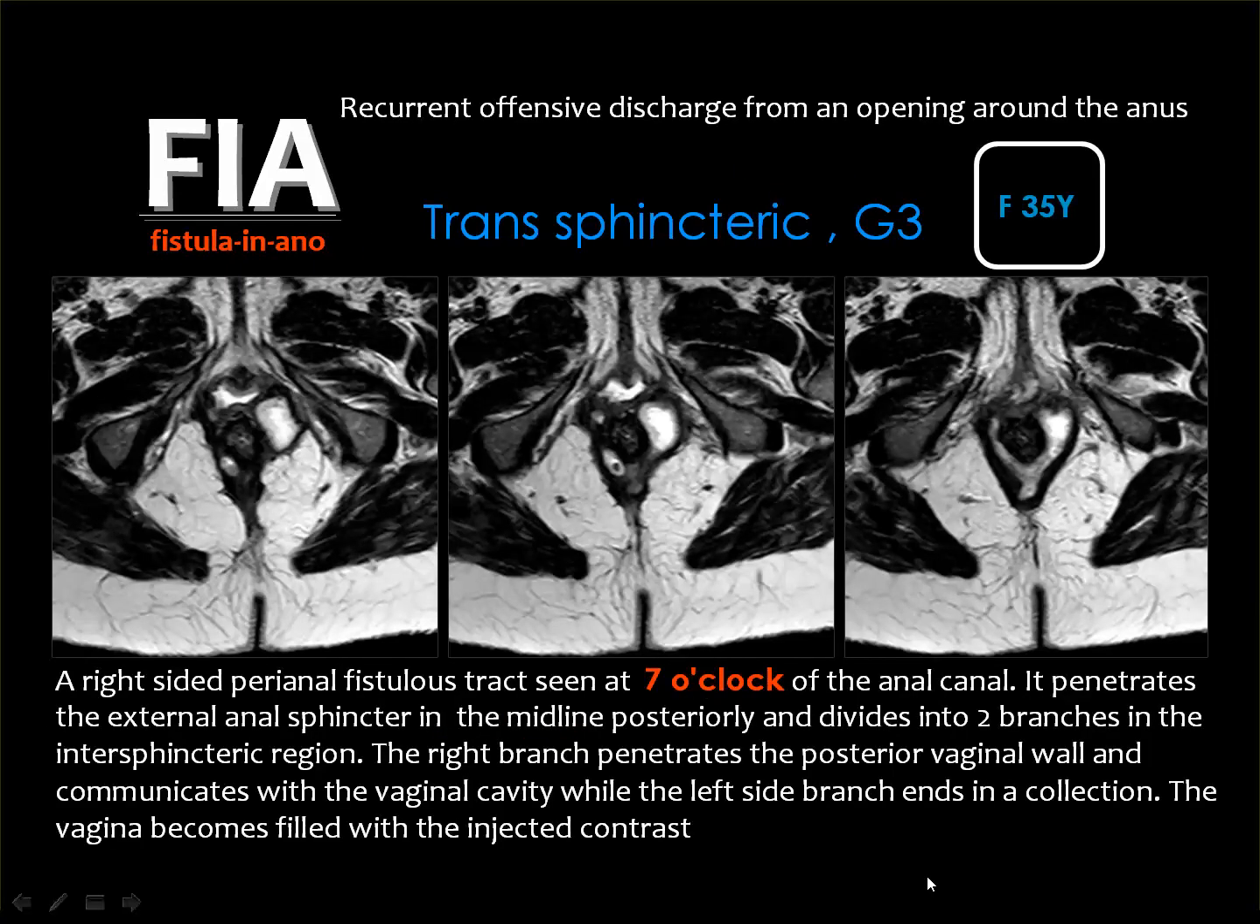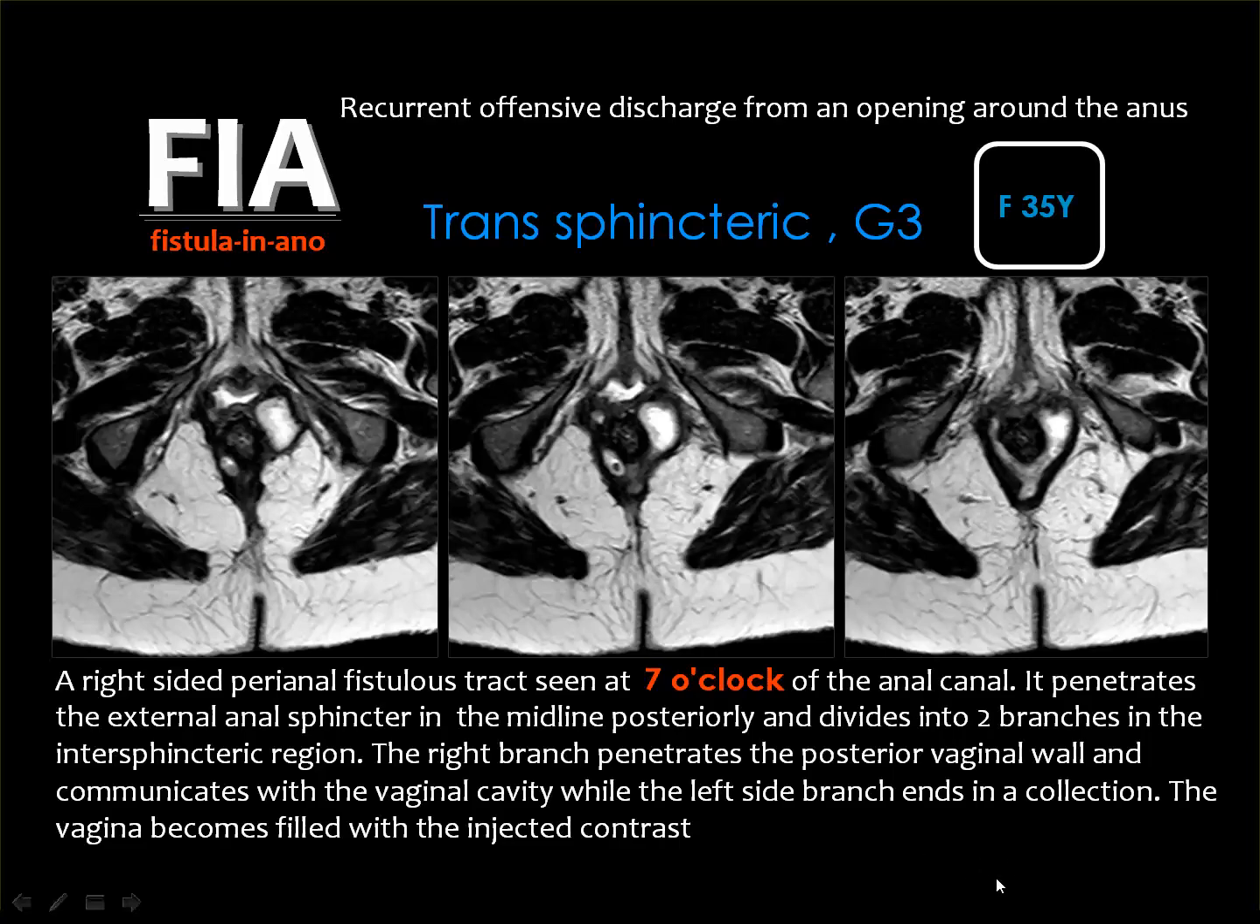Then this is a transsphincteric fistula that has connected to the vagina. And here, if you look carefully, you see this is the internal opening of the fistula approximately at 7 o'clock. Then the fistula has two branches. A branch like this, which is going to the right side, and another branch which is going to the left side. And I think the grading of this fistula should be 4 instead of 3.